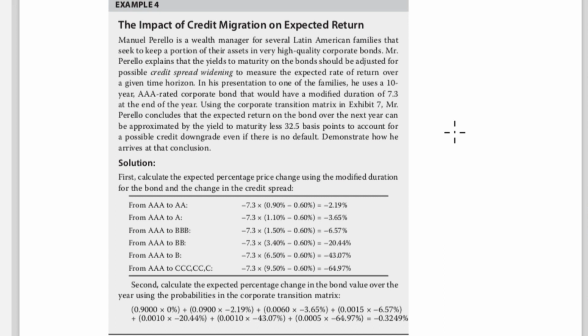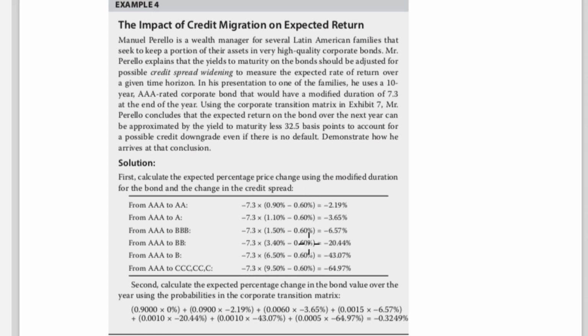So we need several things. We need the modified duration at the end of the term. We're told it's 7.3. We can calculate all of the possible credit migrations, and we'll come up with a percentage change in price. Then we will weight all of those by the probability of it occurring. So let's go from AAA to AA. Notice all the way down for all of them, it's all negative 7.3 because it's the same number.